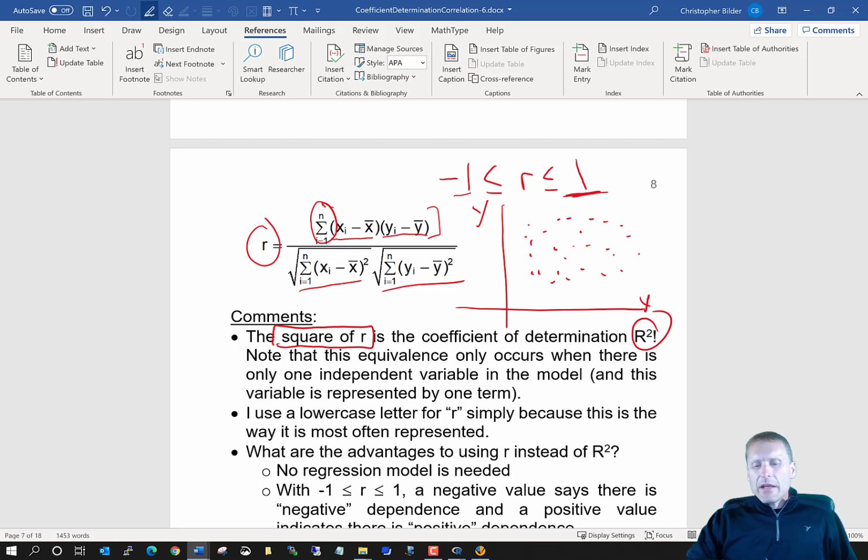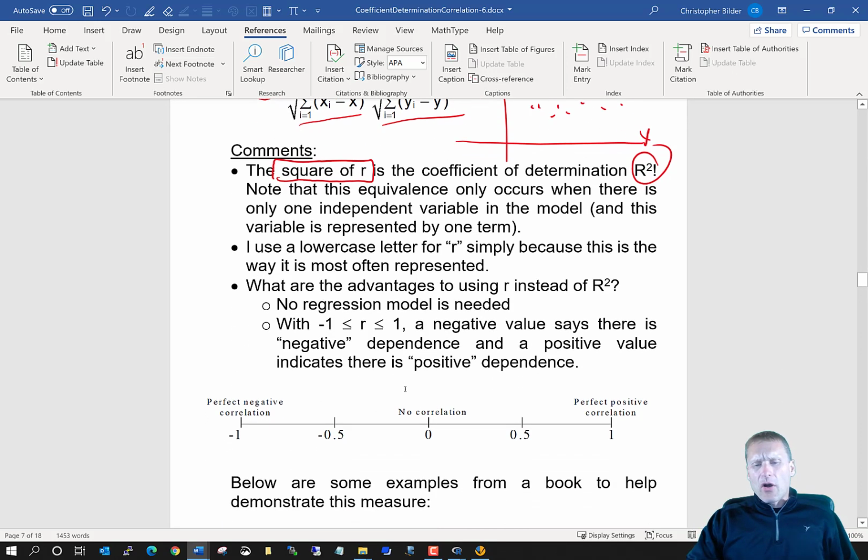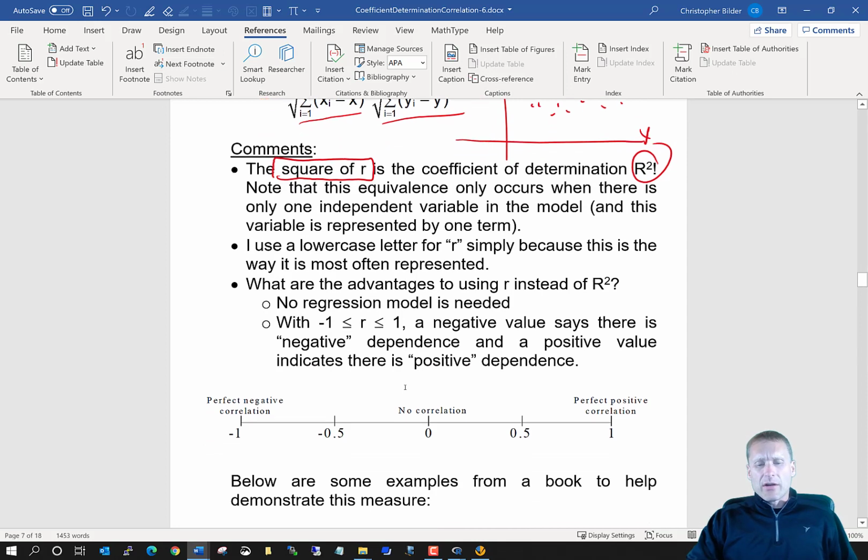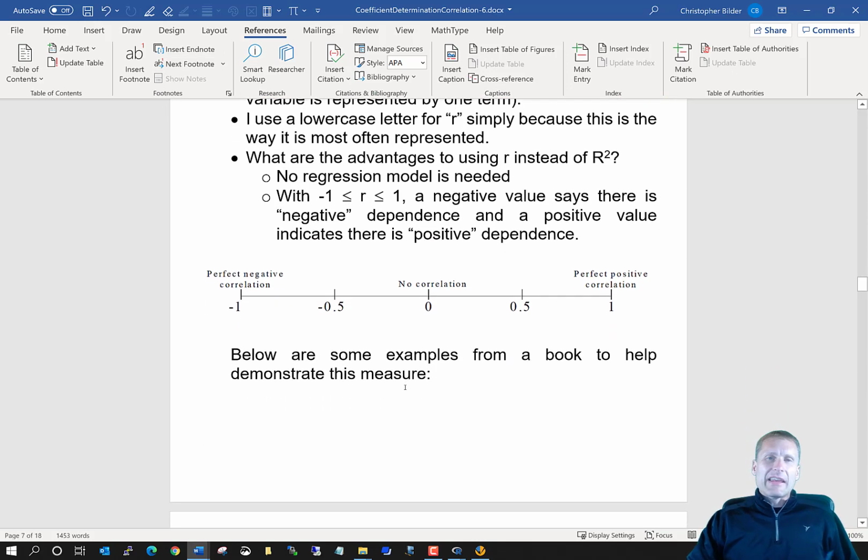Okay. So what are the advantages of using just little r itself instead of r squared? Well, no regression models needed. And then we also have information about the direction, you could say, of the association. Is it a positive or a negative type of association?